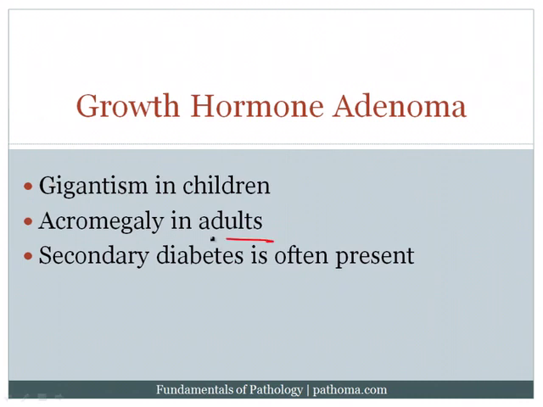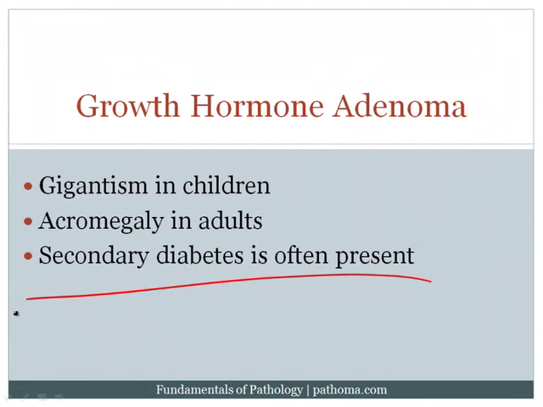Adults develop acromegaly, and acromegaly refers to an enlargement of the bones of the hands, feet, and jaw. In addition, they get growth of visceral organs, for example, the heart. In fact, cardiac failure is the most common cause of death in these patients. They can also develop an enlarged tongue. An important high-yield association here is that growth hormone adenoma is often associated with secondary diabetes.